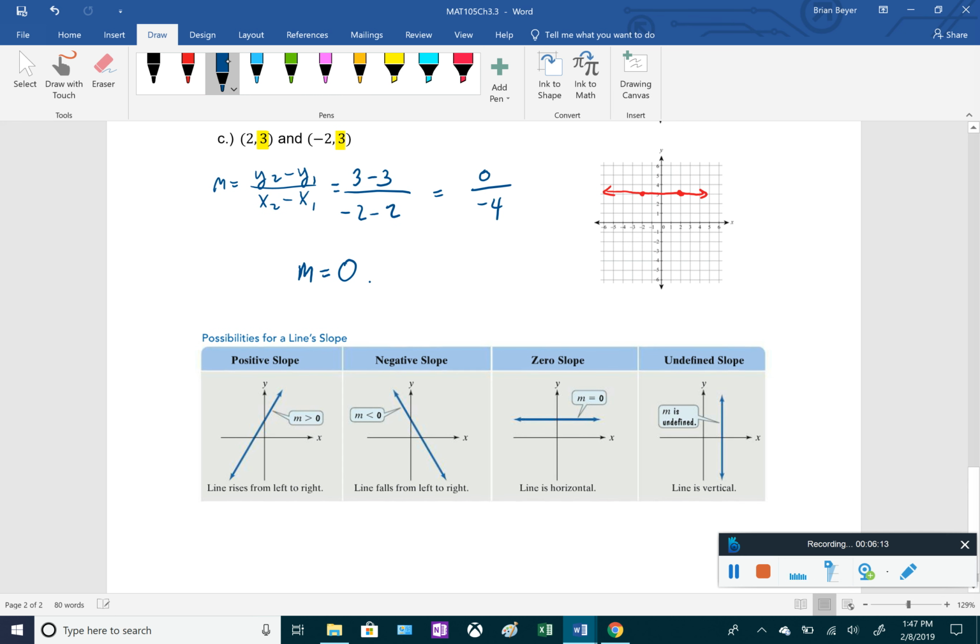Okay, so you can see down here that I have all of the possibilities for a slope. We can either have a positive slope, negative slope, 0 slope, or an undefined slope. Positive slope means the line is rising from left to right. Negative slope, the line is falling from left to right. 0 slope, horizontal line. Undefined slope, and we get a vertical line.